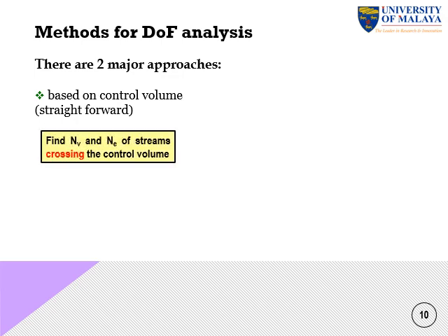One is based on control volume. Okay, control volume. This is a straightforward approach. So you find the number of variables and number of independent equations of the streams crossing the control volume only. Alright, crossing the control volume only. You don't care about the other streams that do not concern the control volume.